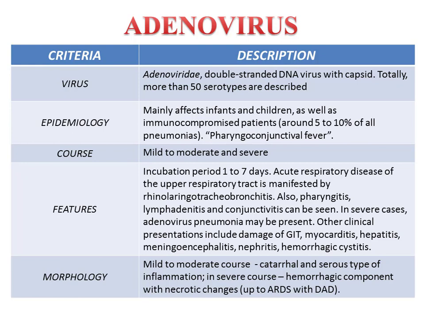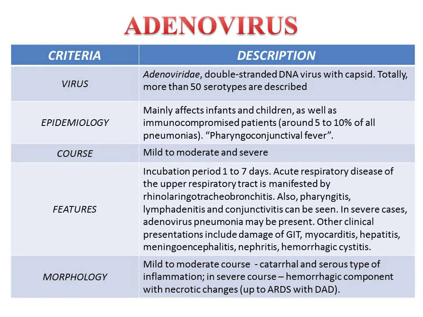Due to the specific localization, adenoviral infection is also known as pharyngoconjunctival fever, meaning it affects the pharynx and conjunctiva. According to the course, it can also be divided into mild to moderate and severe. The incubation period ranges from 1 to 7 days, and acute respiratory disease of the upper respiratory tract is manifested by rhinolaryngitis, bronchitis, as well as, and probably these will be the main manifestations, pharyngitis, regional lymphadenitis, and conjunctivitis.